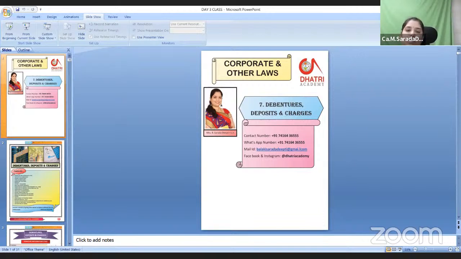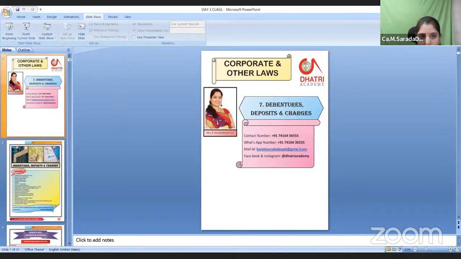Now, this charge is created by the company on its assets. The asset might be a fixed asset or a floating asset. See here once again the important definition given under Section 2(16) of the Companies Act. Charge means an interest or a lien created on the property or the assets of the company, which also includes a mortgage. So, what is charge? Charge means an interest or a lien created on the assets or the property of the company, and it also includes a mortgage.